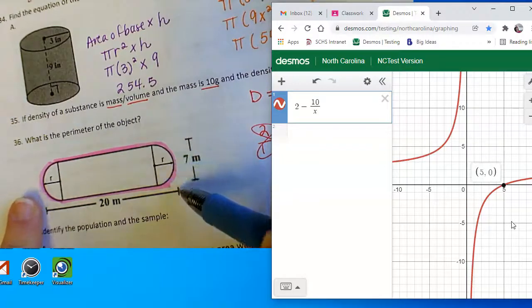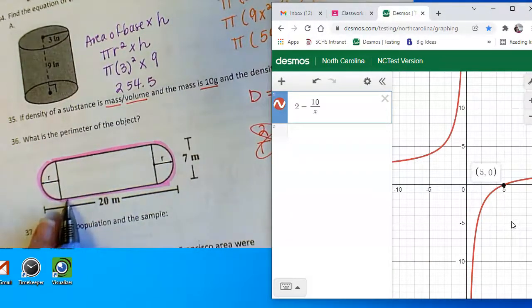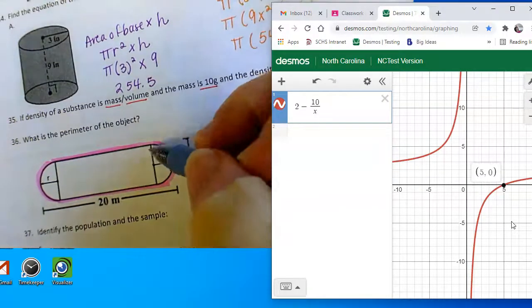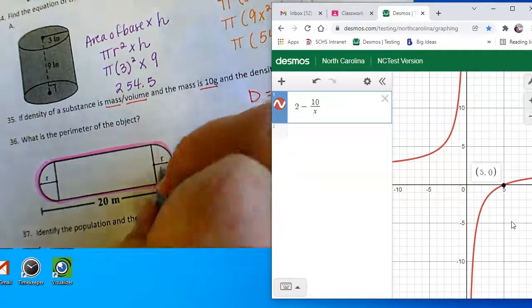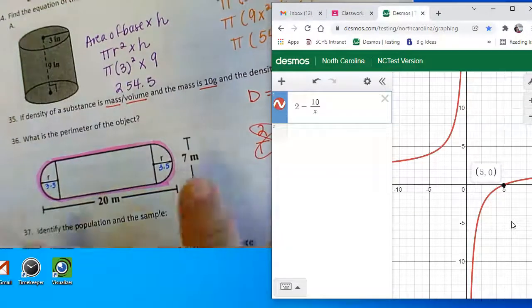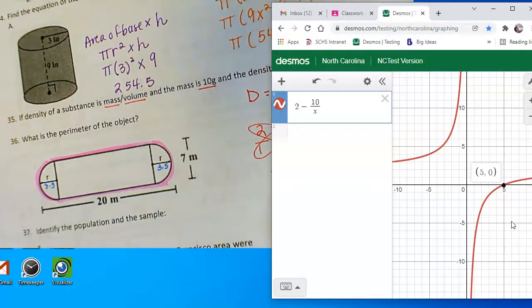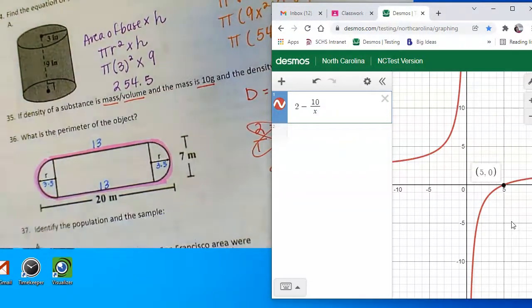So from here to here is 20. I need to figure out what from here to here is. That would tell me that. And then I'll have to figure out this part right here. Okay. I know that this is 7. That's the diameter of that part of the circle. So that means that this is 3.5 and this is 3.5. If those are 3.5, how would I figure out just that part of the rectangle? Subtract 20 minus 3.5 minus 3.5. So that's going to give me 13 up there and 13 down here. So my answer is at least 26.